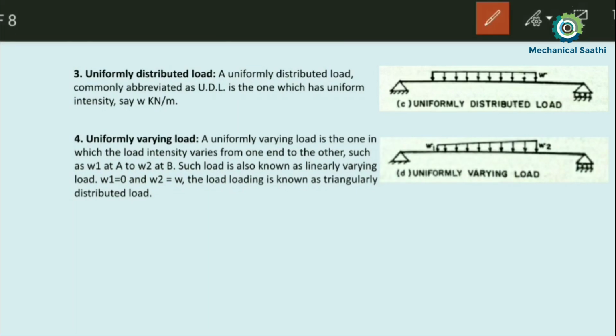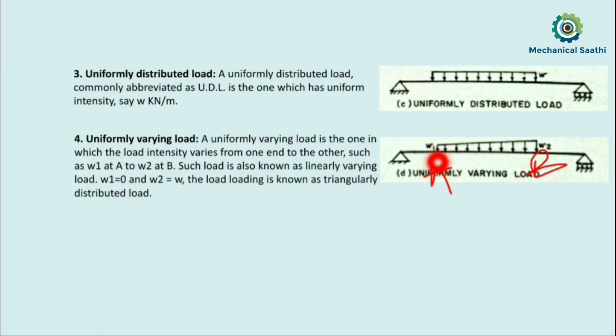So this is the point A and this is the point B. At point A the load magnitude is W1, and the load value at point B is W2. So from A to B along the length, our load value varies from W1 to W2. We can see here that W1 has a lesser magnitude compared to W2. This type of load is known as the linearly varying load.